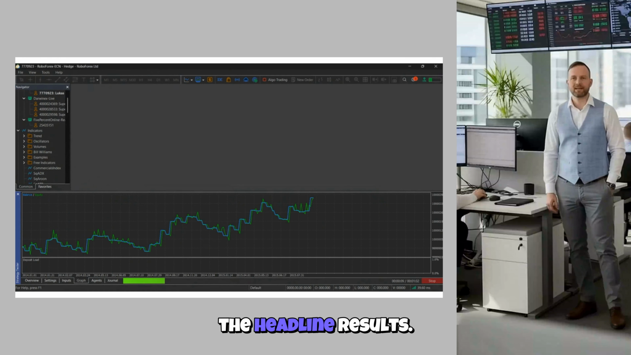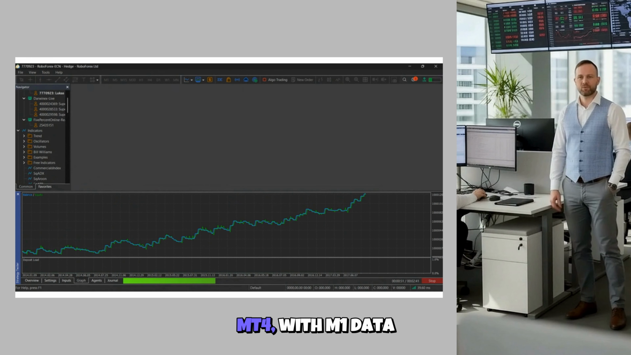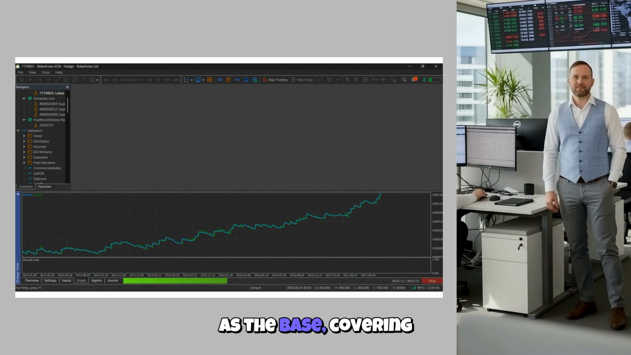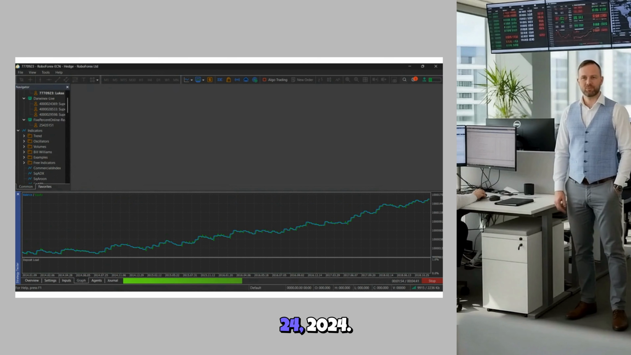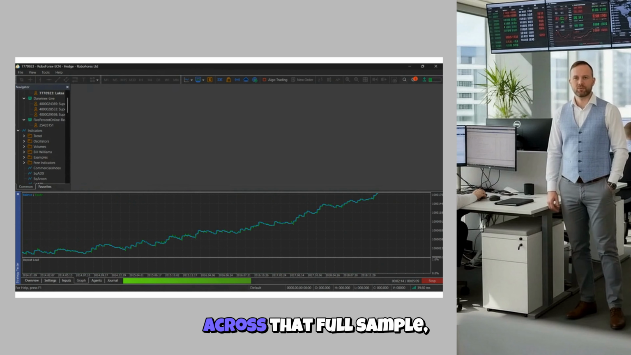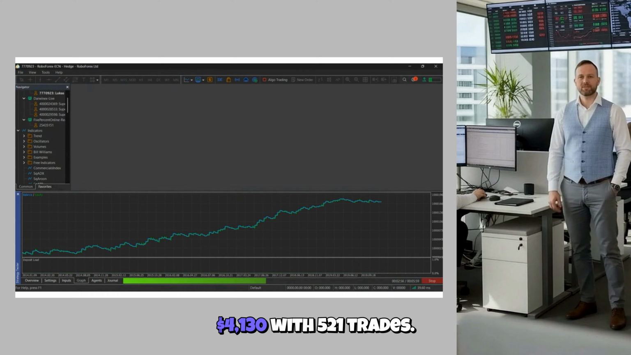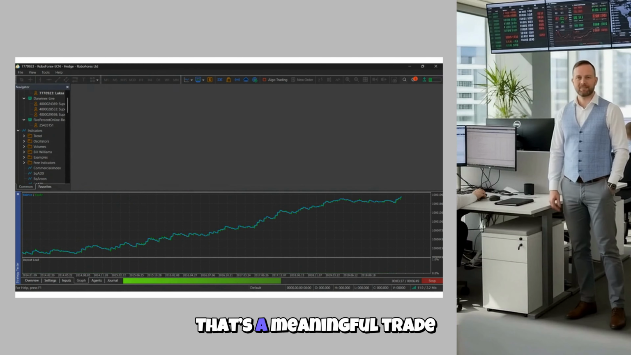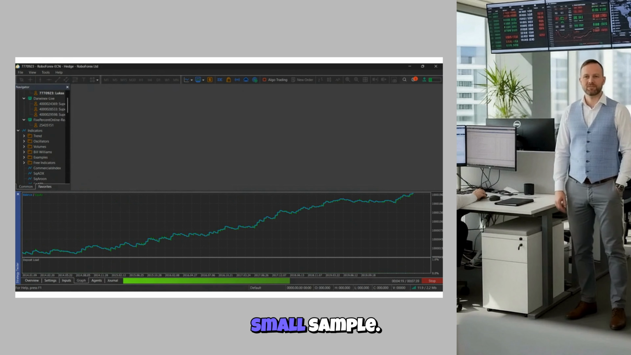Now let's look at the headline results. The strategy was tested on EURUSD H1 using MT4, with M1 data as the base, covering the period from April 1st, 2004 to April 24th, 2024. Across that full sample, the strategy produced a total profit of about 4,130 with 521 trades. That's a meaningful trade count, which helps reduce the risk of judging the system on a small sample.